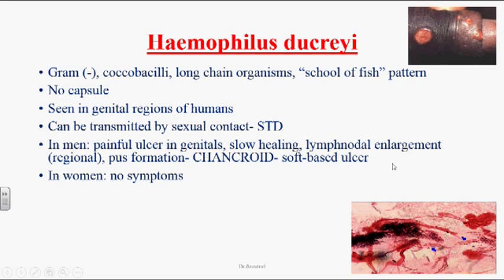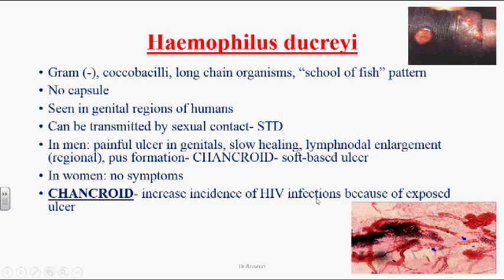And in women, there are very minimal or mild symptoms. Most of the time we can't see any symptoms in females. And these chancroids always help in HIV transmission, with an increased incidence of HIV infections, because these patients will always have an ulcer through which they can get HIV infection whenever they have sexual contact with HIV patients.